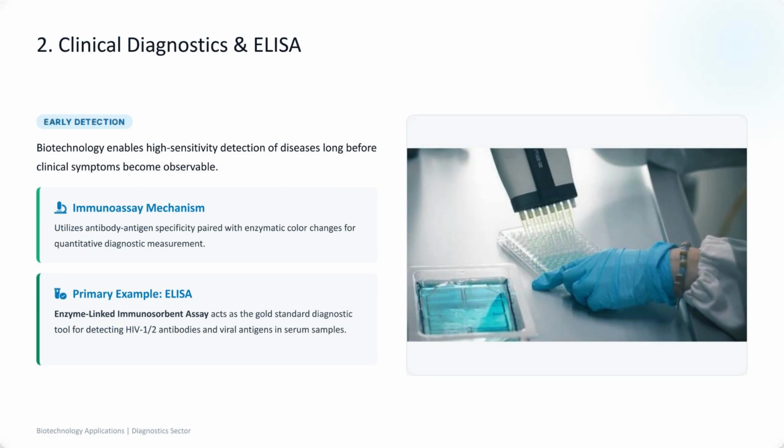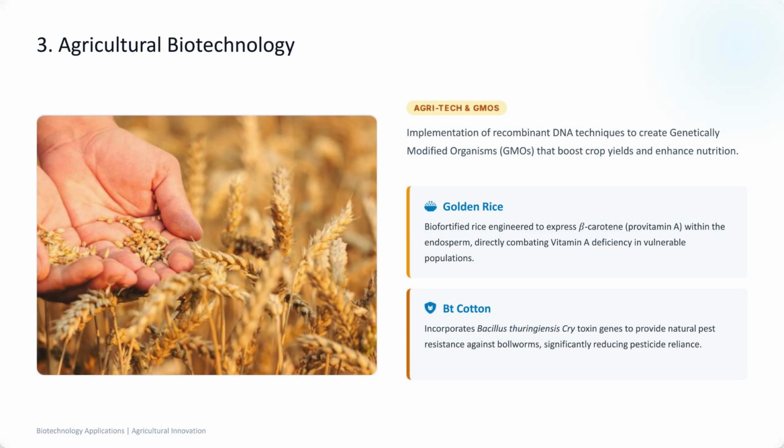Second, clinical diagnosis. The purpose is early and highly accurate detection of an infectious pathogen or a genetic marker. An example is detecting the presence of HIV in an individual using enzyme-linked immunosorbent assay, ELISA. Then third, agriculture. The purpose is to develop genetically modified organisms, called GMOs, with enhanced traits like pest resistance or increased nutritional content, right? An example is golden rice, which is biofortified with vitamin A. Another is BT cotton, which is genetically modified to produce a natural insecticide to ward off a common pest.